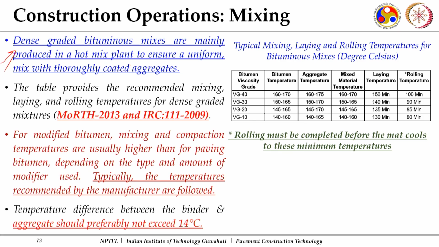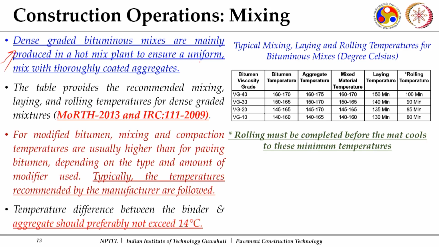Now, these multiple functions are done at certain plants, where you are able to control all of them. As I said, you have to mix different aggregate sizes, different aggregates, in a certain proportion. So, this again has to be a controlled one. Normally, all these steps are done at a hot mix plant.